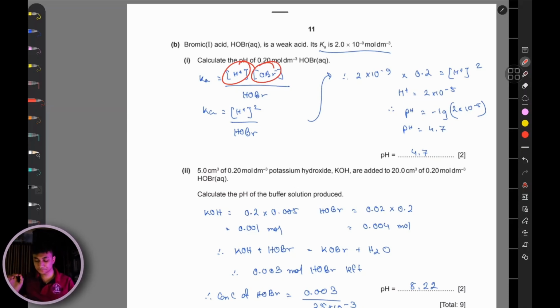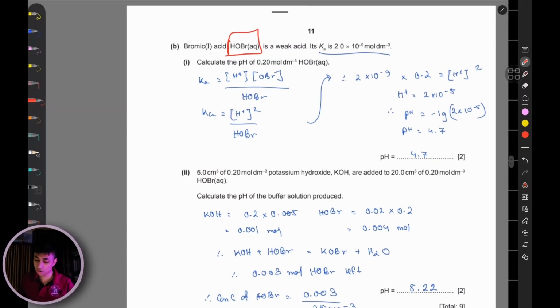So you're going to consider over here, since there's only HOBr present, it is going to dissociate and then form H plus and OBr minus. I can consider the concentration of H plus and OBr minus to be the same. So I'm going to consider that as H plus squared, because both of them are going to be in the same concentration. When 1 mole dissociates, it's also going to form 1 mole of H plus and 1 mole of OBr minus. Great. So I'm going to consider H plus squared and now make H plus the subject.